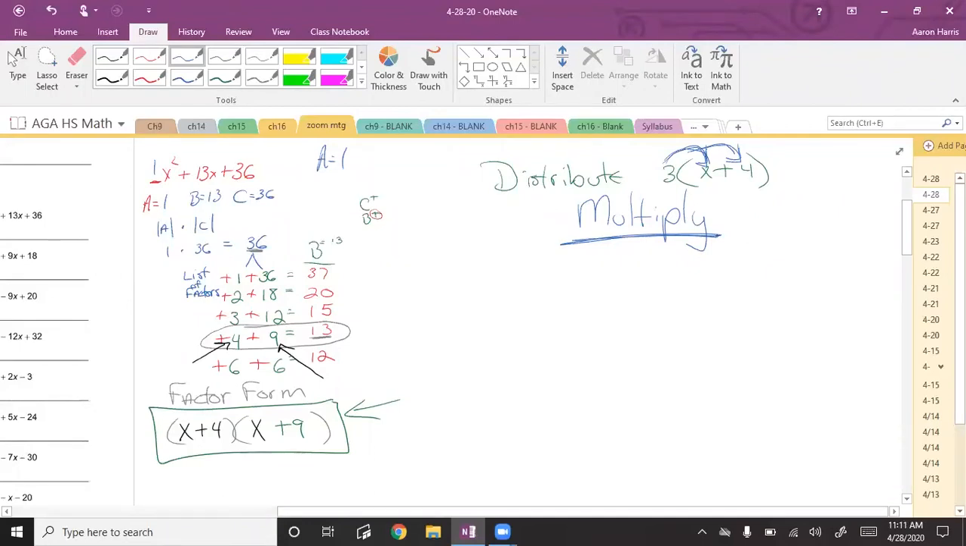Now remember, in math, everything has an equal and opposite term, right? So if I add, what's the opposite? Subtract. If I multiply, what's the opposite? Divide. So if I distribute, what's the opposite?